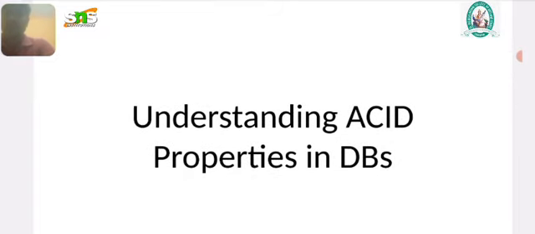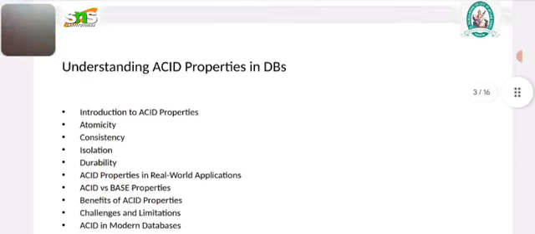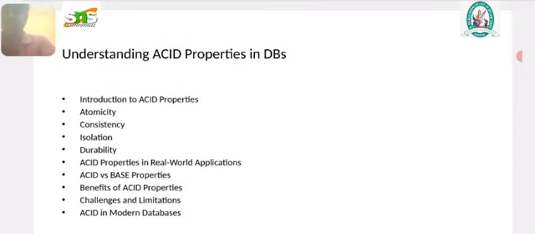Today we are going to discuss understanding the ACID properties in database management systems. The agenda is the introduction to ACID properties, atomicity, consistency, isolation, durability, ACID properties in real world applications, ACID versus BASE properties, the benefits of ACID properties, challenges and limitations, and ACID in modern databases.